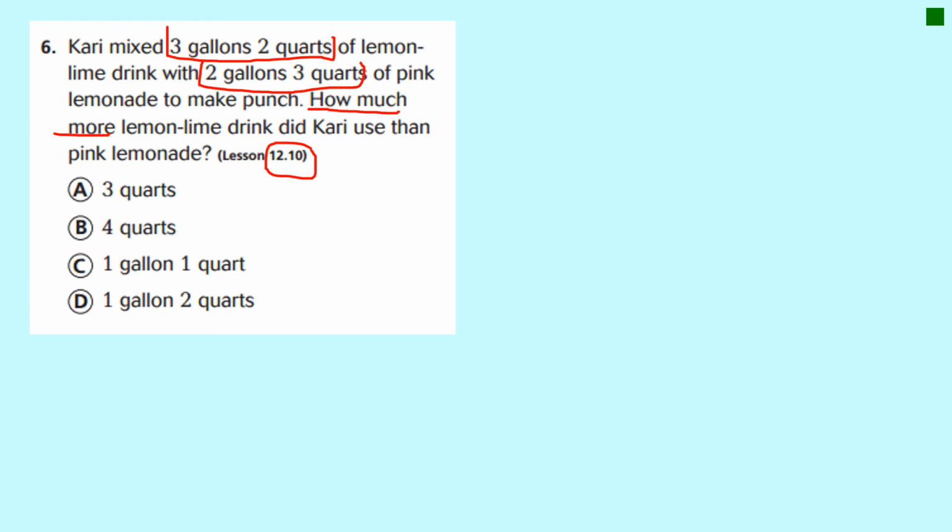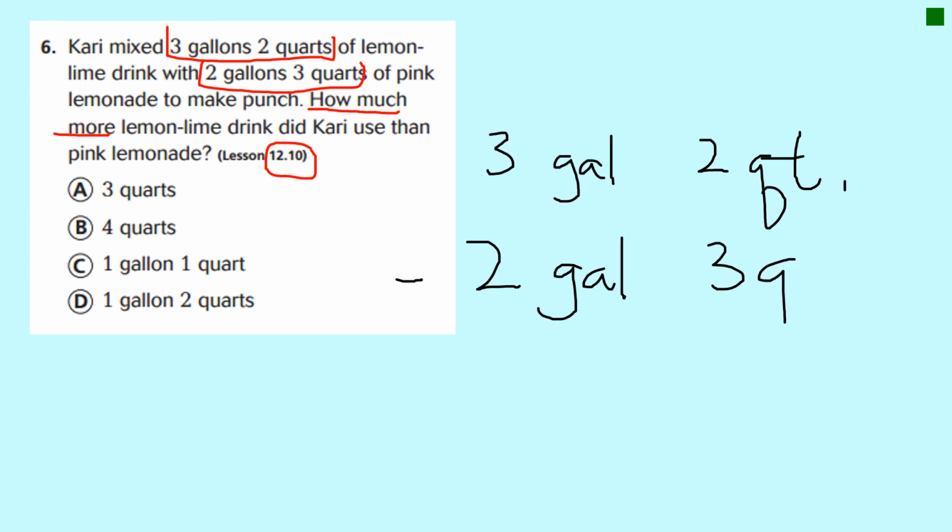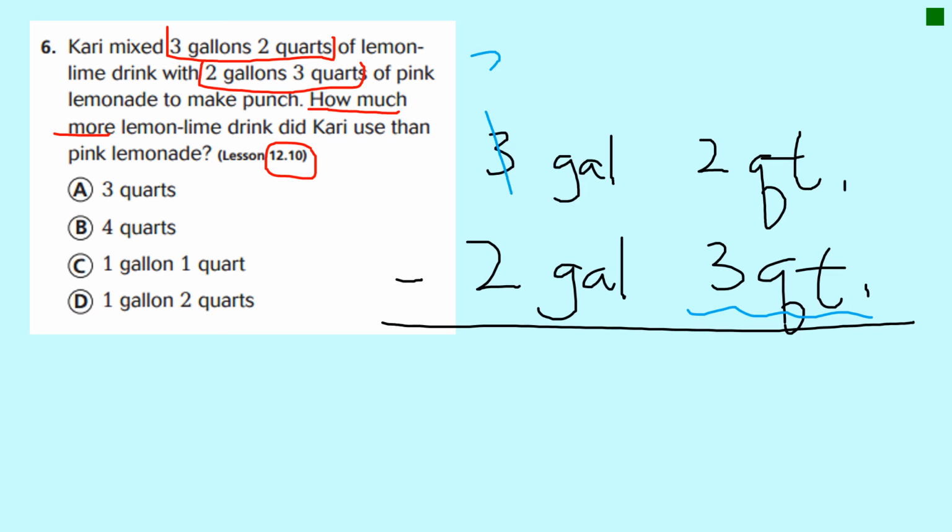How much more? They want to know the difference, which is screaming subtraction. So 3 gallons, 2 quarts minus 2 gallons, 3 quarts. All right, got this, you guys. So we'll start with the smaller unit, right? The quarts. 2 minus 3. Oh, we have to regroup. Oh my goodness. Goodbye, 1 gallon. Now we just have 2 gallons. And we have to bring that gallon over here as quarts. Oh, we just talked about this. How many quarts are in a gallon? Remember quart, quarter, right? 4.